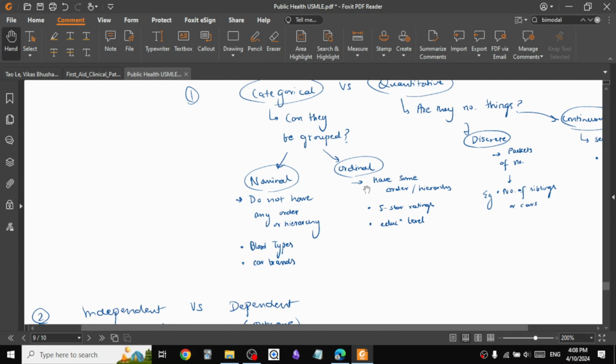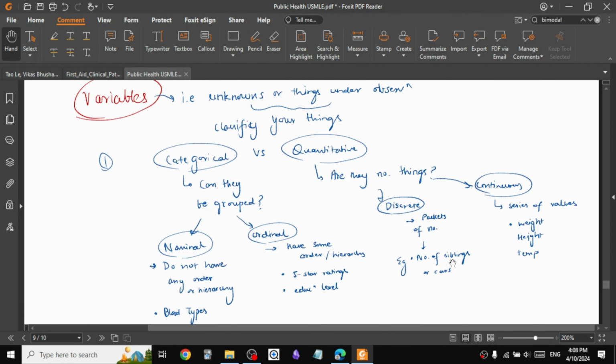But look at what ordinal is, O for order. Ordinal has some internal hierarchy: five-star ratings, right? All your ratings, all your educational levels. I was an undergraduate, I became a graduate, postgraduate, PhD, whatever. So there is an internal hierarchy. I suggest you go through and type in examples of nominal data, ordinal data, categorical data. This will help you remember. Why am I going through this? I'll let you know right now.